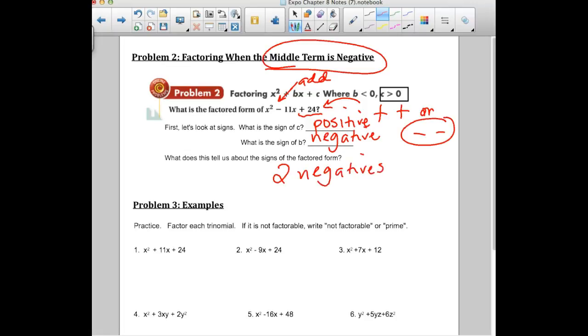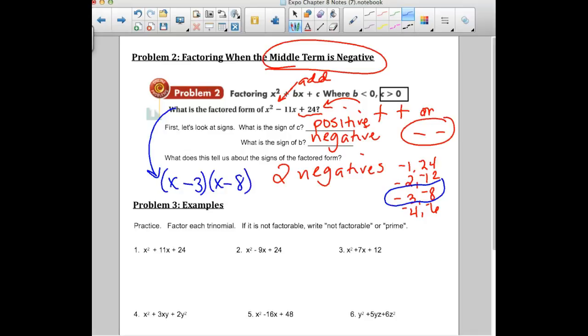All right, so factors of 24: 1 and 24, 2 and 12, 3 and 8, 4 and 6. Or we could have both of them be negative. And since we said we need two negatives, we're going to look at this option. So we have four different options where all of our numbers are negative. We still want them to add up to be negative 11, which means we're going to need this pair. So we would factor this into x minus 3 and x minus 8.